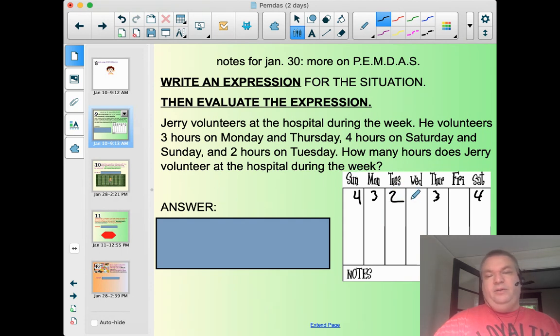Now, if I want to know the total amount that he volunteers, one thing I could just do is I could just add up these numbers. There's only 5 of them. They're pretty small. It's not too bad. But we're going to try to think about this in a different way so that it still is pretty easy, even when we have bigger numbers and more of them.